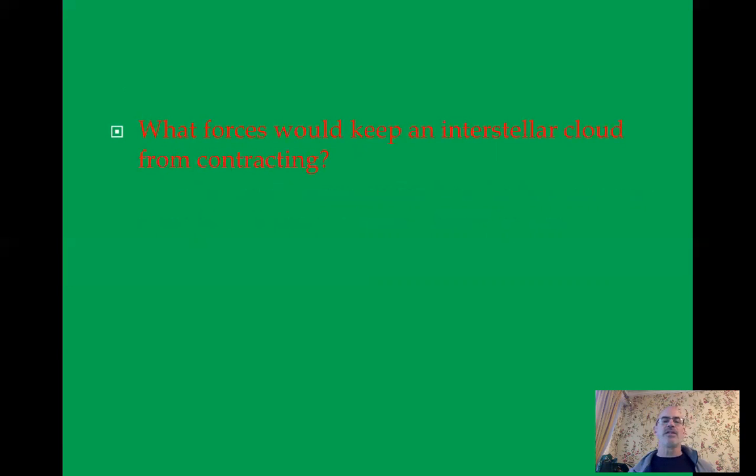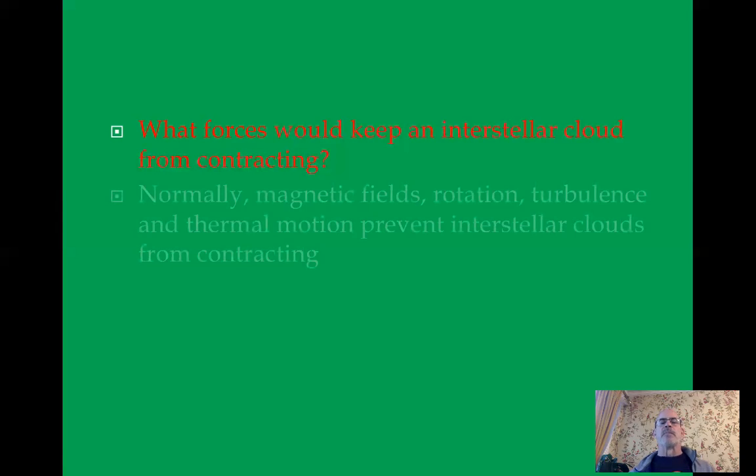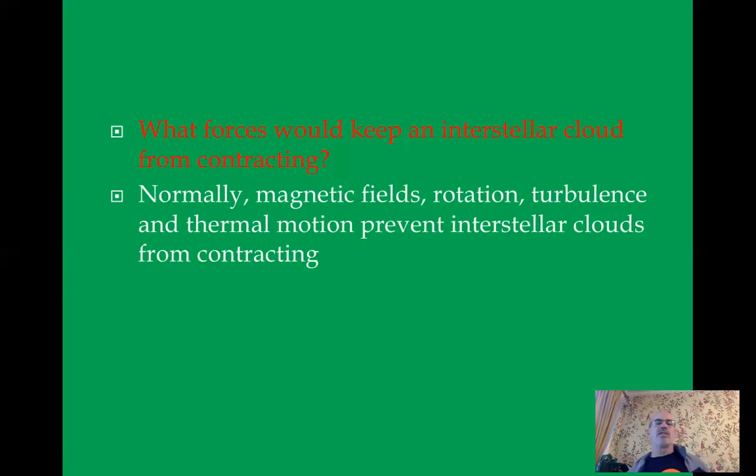But even though there are forces pulling the clouds together, what forces do you think might keep an interstellar cloud from contracting? In other words, what forces might be opposing this gravitational force? Maybe think about that for a minute. Some of those forces are magnetic fields, rotation, turbulence, and thermal motion, just the molecules bouncing off of each other, which could prevent the clouds from contracting. Okay.